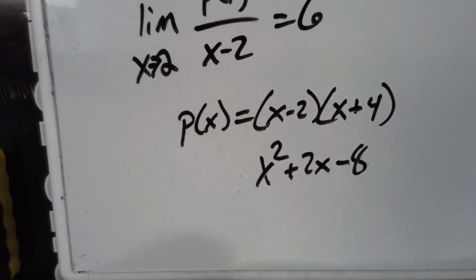All of our other rules are still the same, right? If you want to say that this limit exists, it has to come from the right and the left and go to the same place. If that's not true, that limit doesn't exist. You can still answer from the right and from the left, but then you would have to say the overall limit does not exist. Is that okay with everyone?